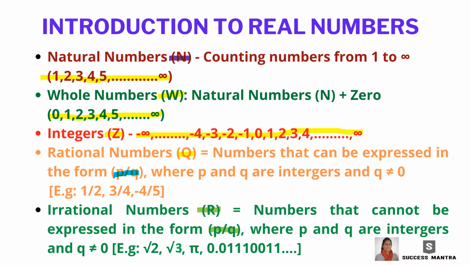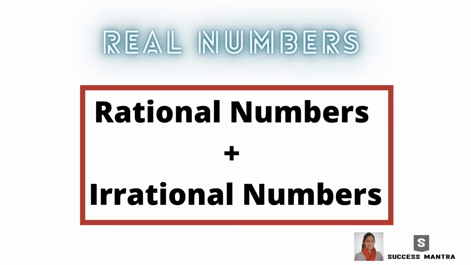So this is an introduction to our real numbers chapter. Be thorough with this portion in order to proceed to our remaining part of the chapter. So real numbers are a combination of rational numbers and irrational numbers. We know that rational numbers are those which can be expressed in the form of P by Q, and irrational numbers are those which cannot be expressed in the form of P by Q.